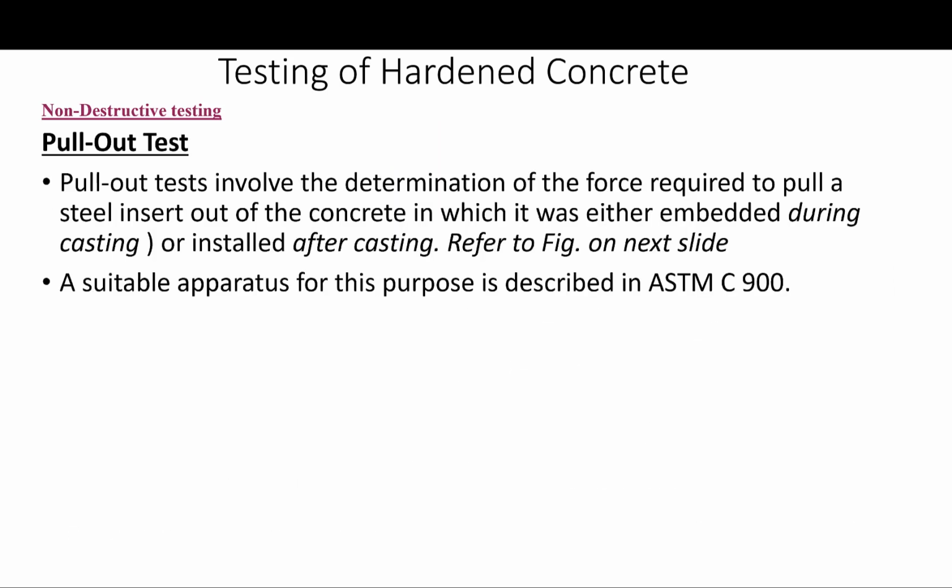Okay, the next test is the pull-out test. Pull-out tests involve the determination of the force required to pull a steel insert out of concrete in which it was either embedded during casting, like a cast-in anchor, or an anchor or insert that has been installed after casting, a post-installed insert. A suitable apparatus for this is described in ASTM C900. I recommend you read that and become familiar with it.